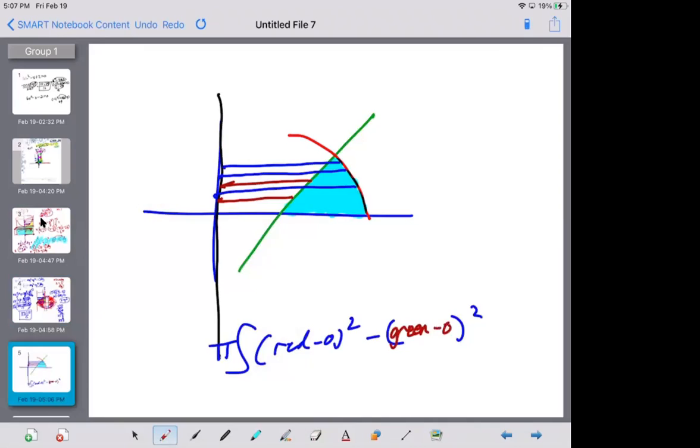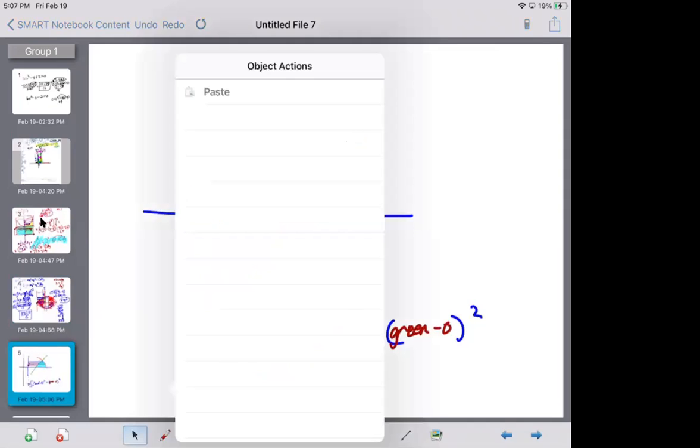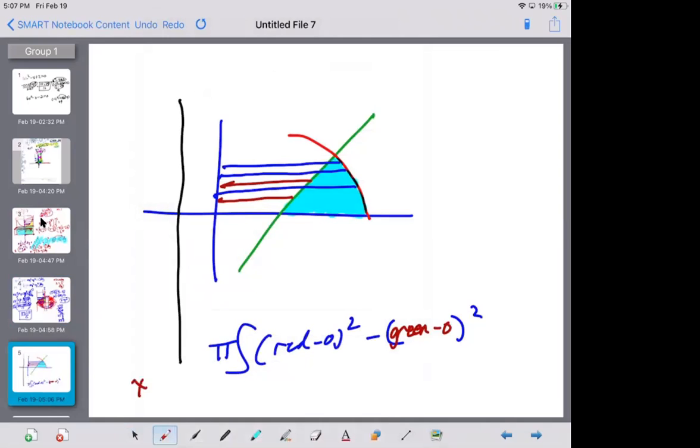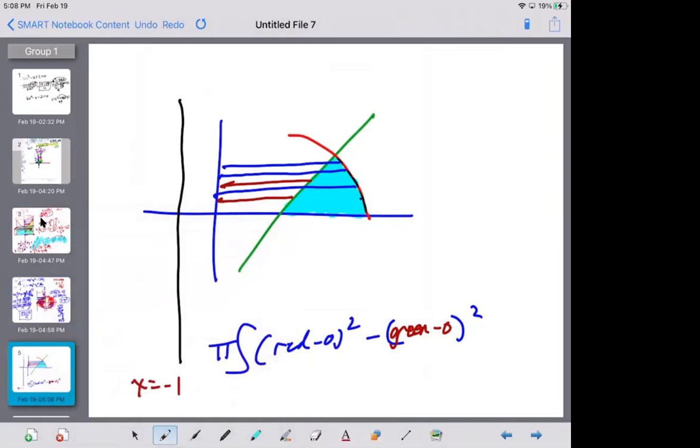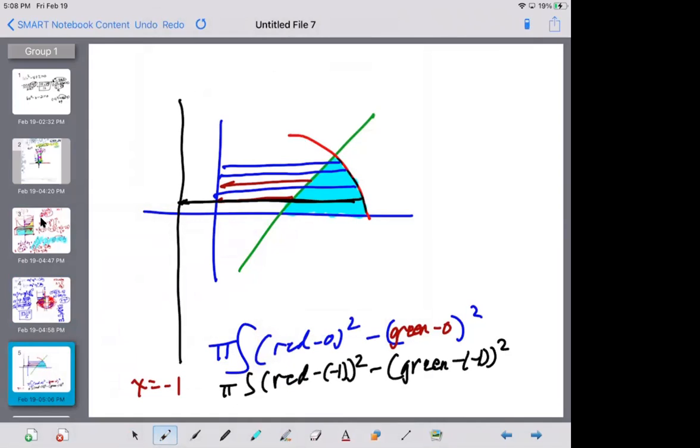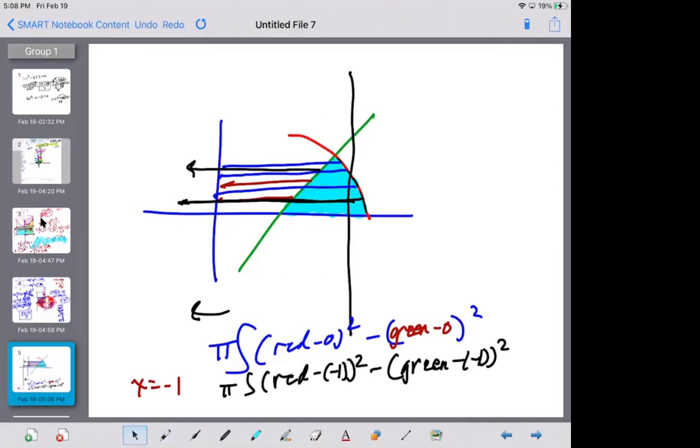Okay. Now, what if we wanted to go around this line, x equals -1? So what we would do is go red minus -1, curve minus line. So we would say pi times red minus -1 squared, and that makes good sense because we really want to stretch it out, minus green minus -1 squared. So if the line that you're going around is in front of your curve, like over here, you'll go curve minus line.